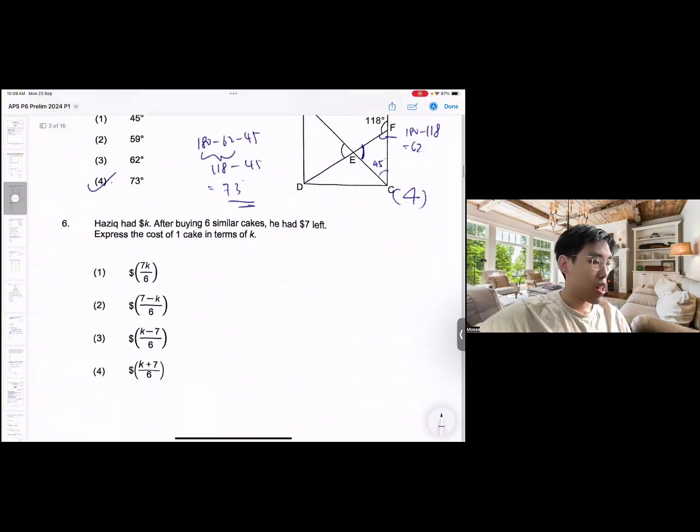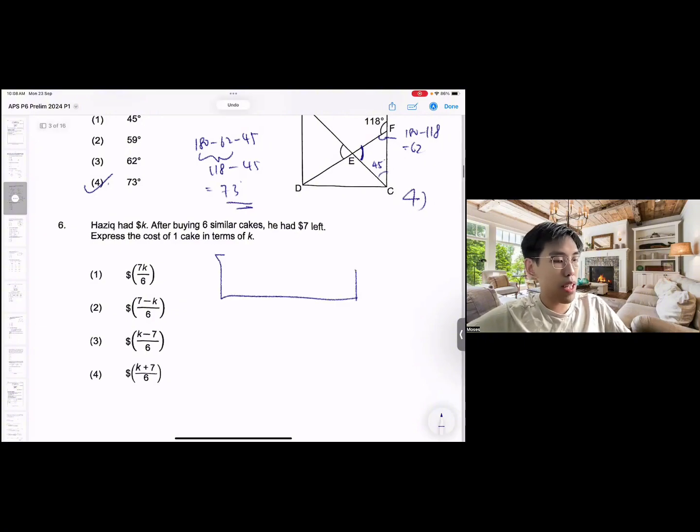Okay, question 6. Haziq has $K. After buying 6 similar cakes, he had $7 left. Some people cannot visualize this one, so I just draw straight away. I draw a model.